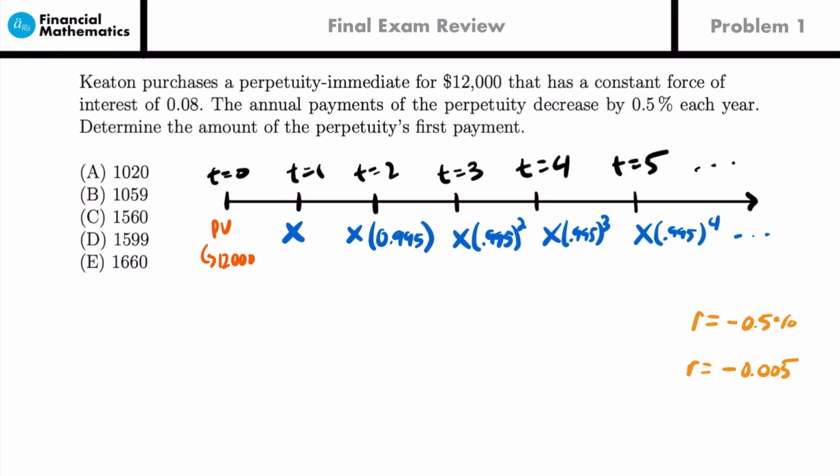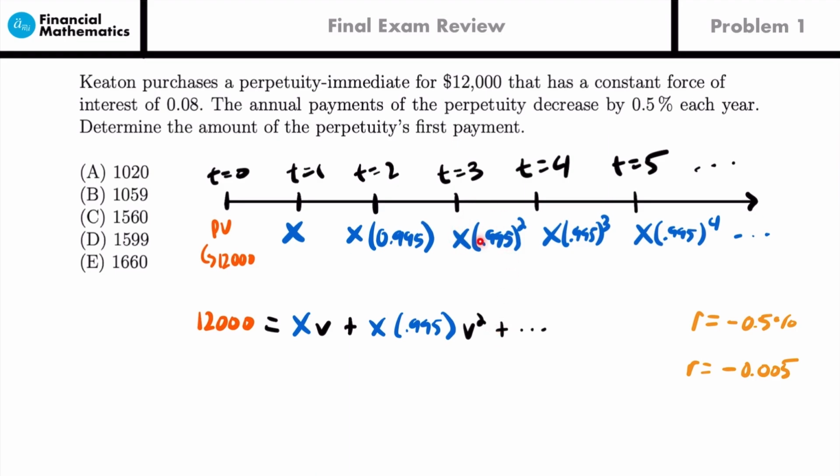But the present value of this perpetuity is 12,000, so that would be equal to all of these payments of the perpetuity valued at time 0. For the first payment, we just have x, but that would need to be brought back one period. So we have x times a present value factor to the first power. Then we'll add that to the next payment, which is x times 0.995. That needs to be brought back two periods. So we'd have x times 0.995, and then that will be multiplied by v squared. And you could continue on from there.